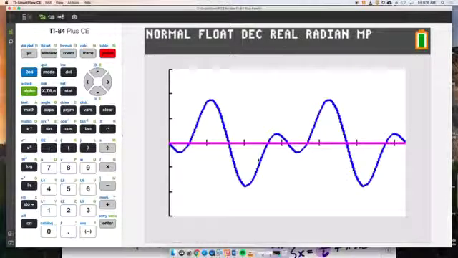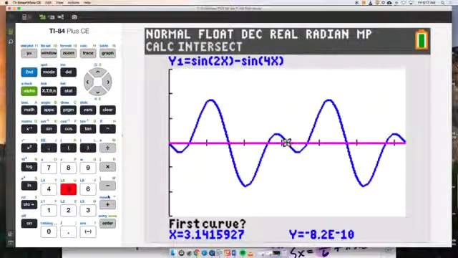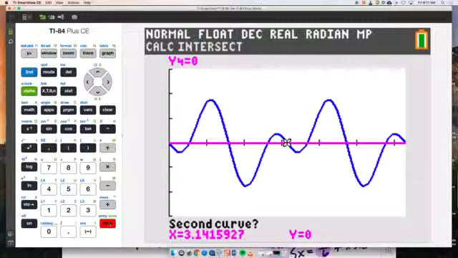Yeah. Now, let's find this guy. Okay, that guy. Second trace, number 5. Intersect, right? And then it says, is this your first curve? You can just hit enter. Is this your second curve? Yeah, hit enter. And now let's scroll over closer to that one. We've done this before. Looks like it's close enough. So I'm going to hit enter. And I get 1.570. Isn't that great?